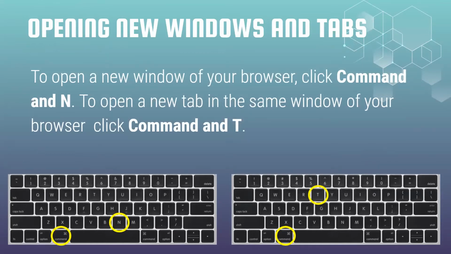Command T, however, opens another tab in the same window that you have. So if you have 3 tabs already open, you press Command T and you'll get a 4th tab.